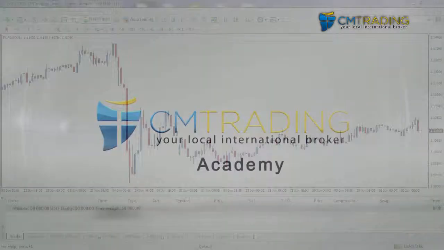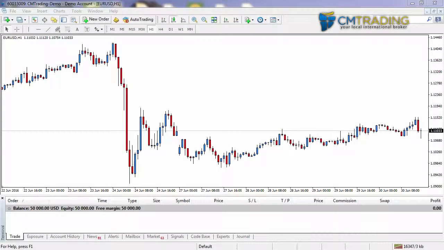Now let's have a look at stochastics. This is by far one of my favorite indicators. It's also the indicator that will save you a lot of money. What I'm going to do is add stochastics and then we will talk it through. It's very hard to explain without actually seeing it.